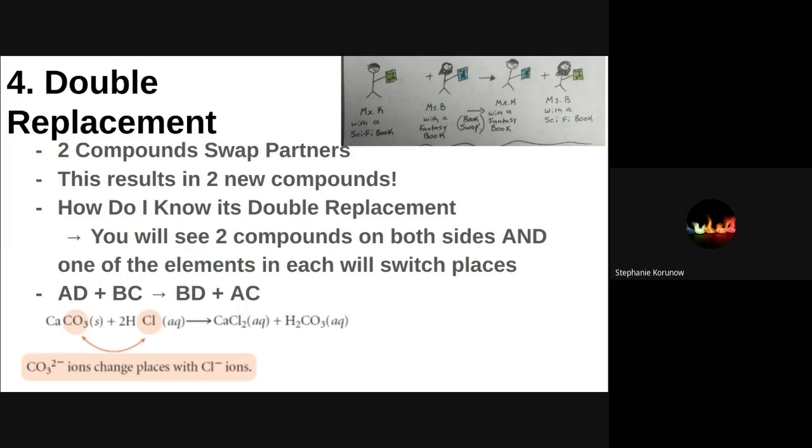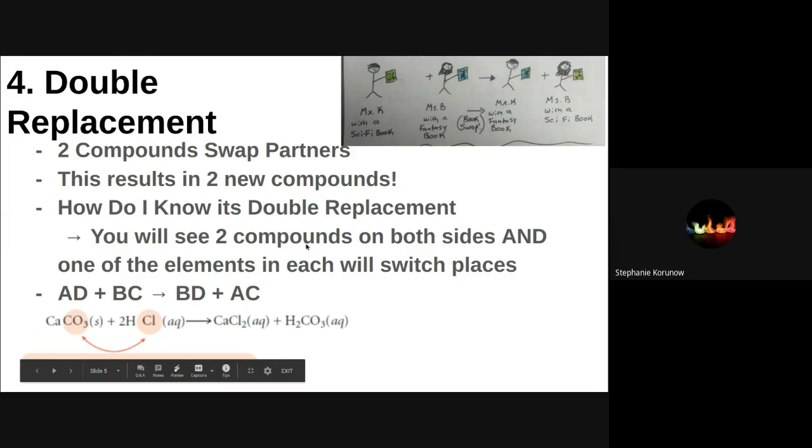Double replacement is very similar, but in this case, we have 2 compounds swapping partners. So instead of a single element coming in and switching places, we have 2 compounds switching part of themselves. So this means that we're going to have 2 new compounds at the end. Now, the best way for us to know that this is double replacement is we're going to see 2 compounds on both sides, and one of those elements is going to be switched on both sides. So if we look at our little code here, we have AD plus BC produces BD plus AC. So A and B swapped places.